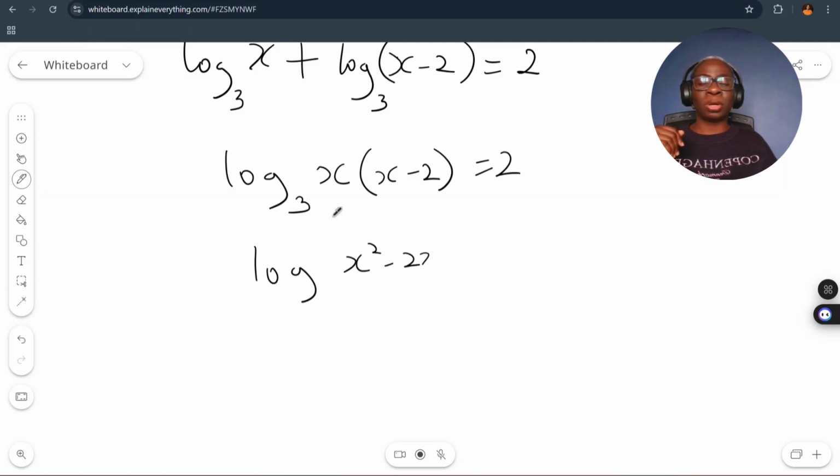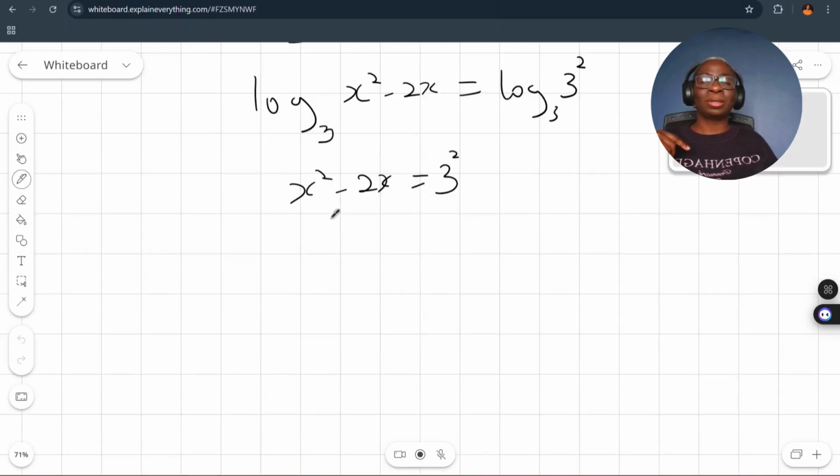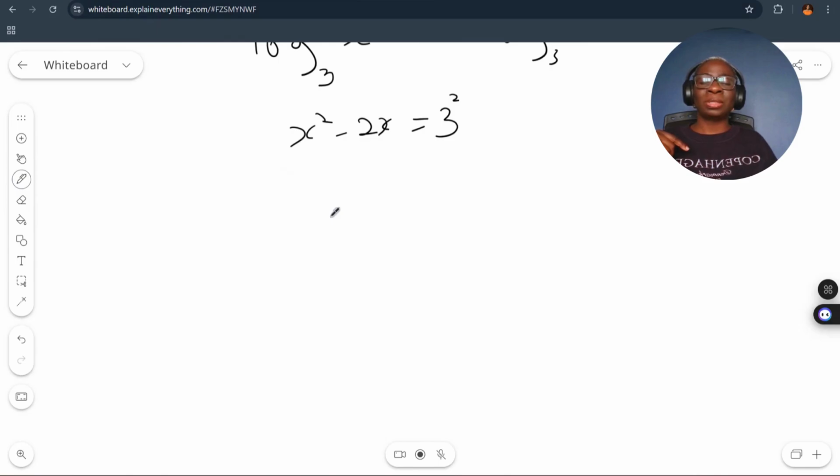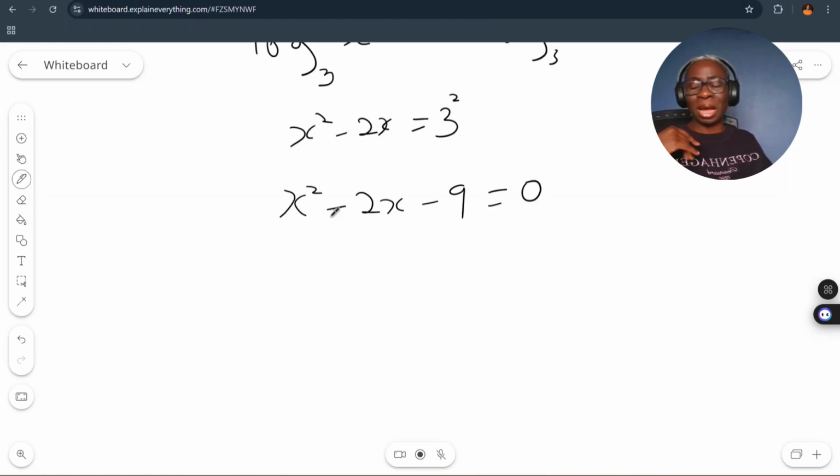Now we can introduce log to the other side, so this would become x squared minus 2x. This is obviously becoming a quadratic equation also, and this will give log 3 base 3 power 2, so that we have x squared minus 2x to be equal to 3 power 2. And then when we bring that to this side to give a quadratic equation, we have x squared minus 2x minus 9 equals 0.